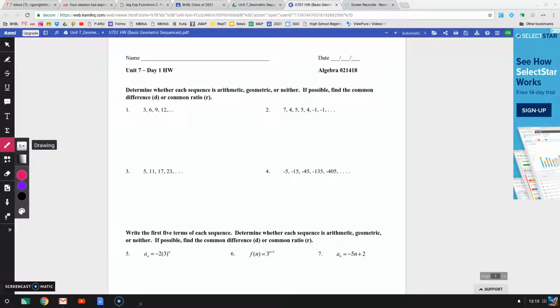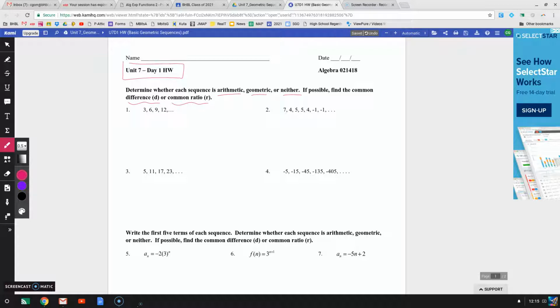Today we're going to be talking about our Unit 7, Day 1 homework. We're talking about geometric sequences. So I first want to determine whether or not a sequence is arithmetic, geometric, or neither. So I'm looking for a pattern. And if I can, I want to try to find the common difference or the common ratio.